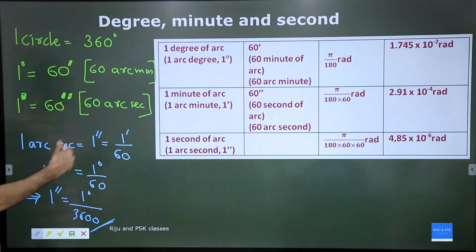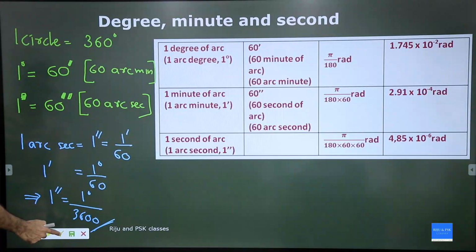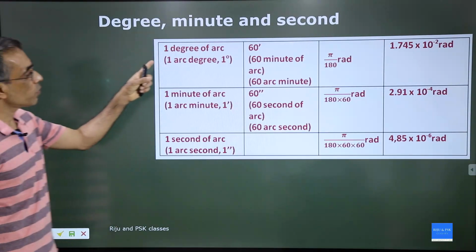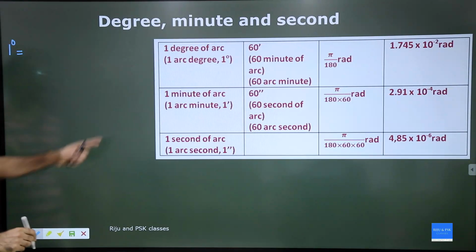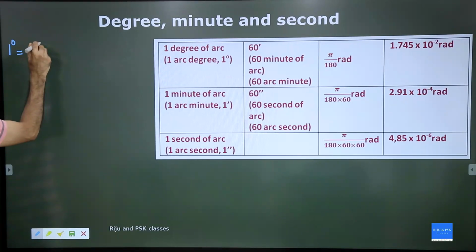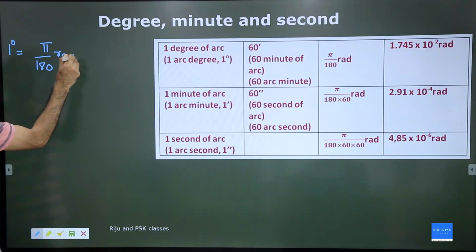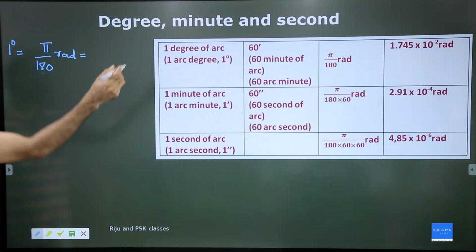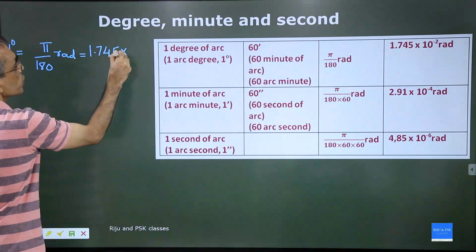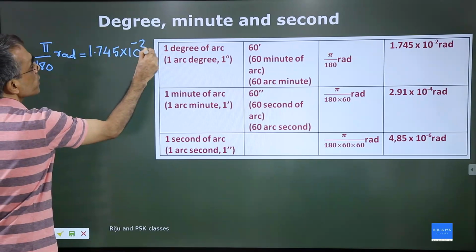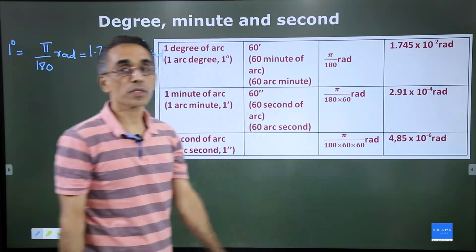Now we need to convert all of them into radian. Okay, listen carefully. First point, 1 degree. What is 1 degree? 1 degree is pi by 180 radian, and that you can calculate. This will become 1.745 into 10 to the power minus 2 radian. 1.745 into 10 raised to minus 2 radian.